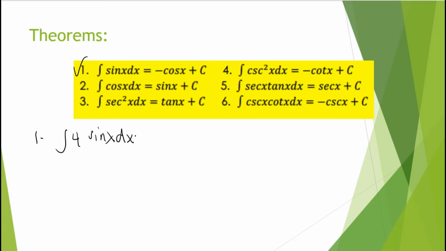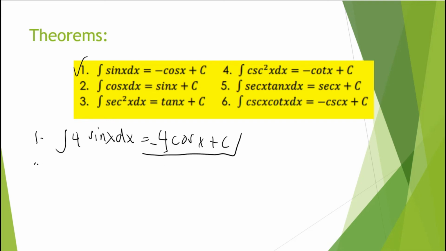Okay, for number 1, example, let's say we have the integral of 4 sin x dx. Sabi nga natin, ilabas natin yung 4. And the integral of sin x dx is negative cosine x plus c. So, ilagay natin dito yung negative. Negative 4 cosine x plus c. So, this is the final answer.